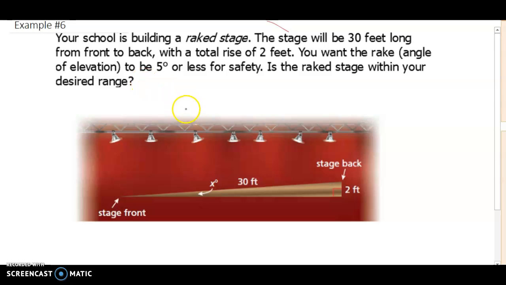All right, let's look at this final one, this word problem, and then we'll be done. So it says your school is building your raked stage. The stage will be 30 foot long, so this top here is 30 foot, from front to back with a total rise of 2 feet. So it's going up 2 feet. You want the rake, which is the angle of elevation, to be 5 degrees or less for safety. So this X, for safety reason, has to be 5 degrees or less. And we want to know if this in fact satisfies those requirements.